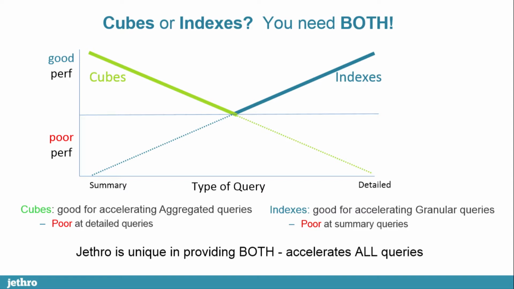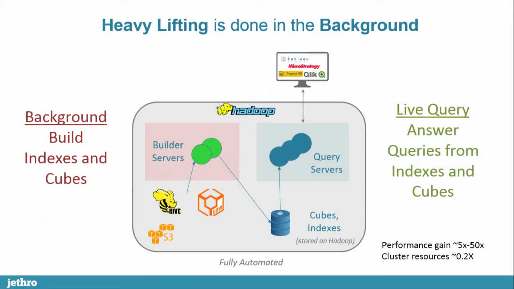So you need cubes, but cubes have a limitation. They solve half of the problem. Some parts are not useful. That's why you have the indexes, because on the granular queries, indexes will fetch only the relevant rows. You need both to solve all queries for interactive BI.